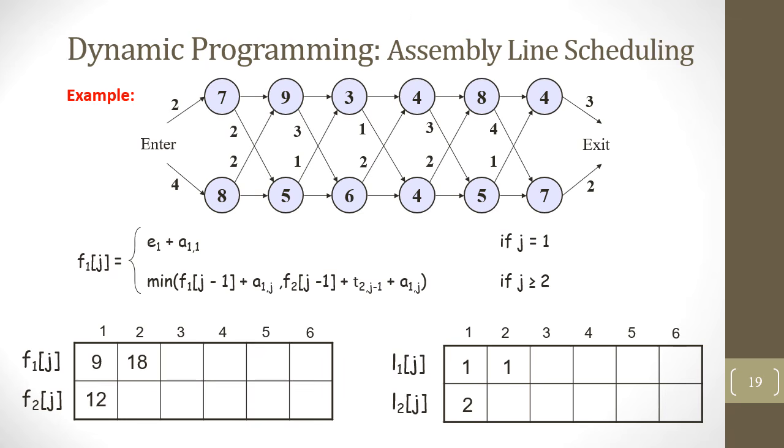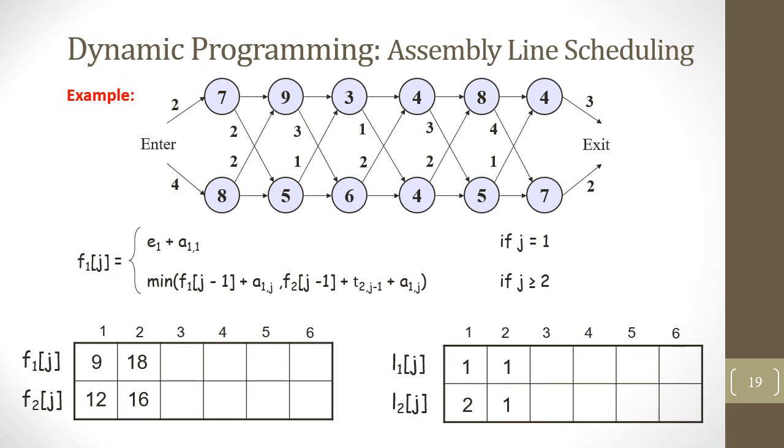For station 2, line 2, we do the similar process. The fastest time to station 1, line 1 was 9, plus the 2 is 11, and plus 5 is 16. From here the fastest time was 12 plus 5, it is 17. So the minimum value is 16 from line 1. So we enter 1 in the L table.